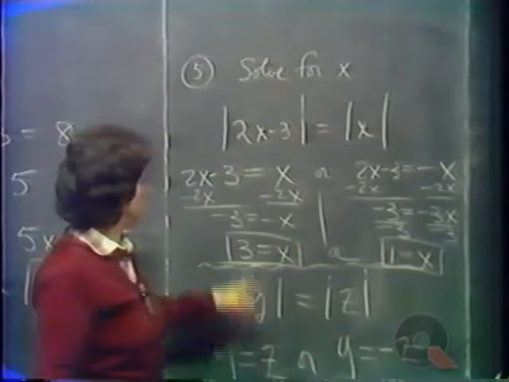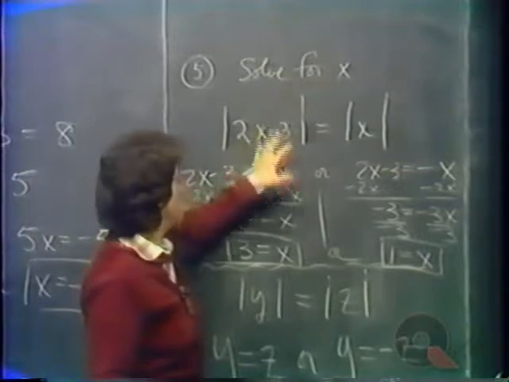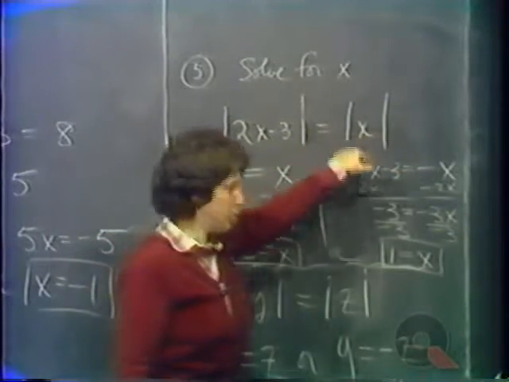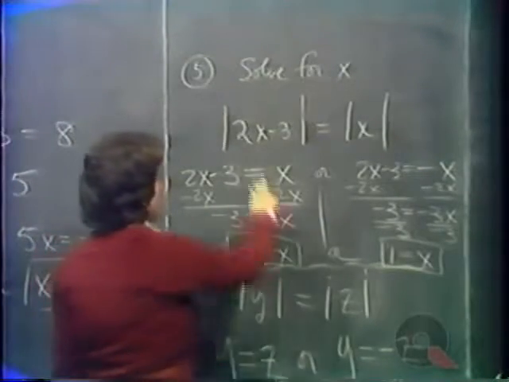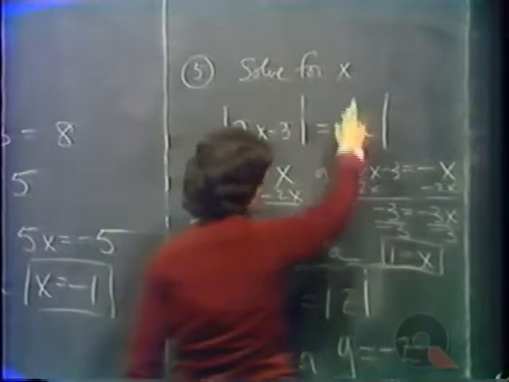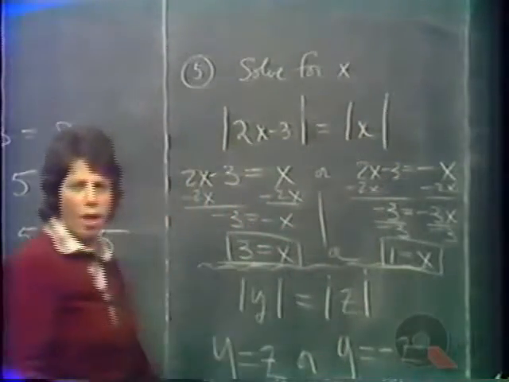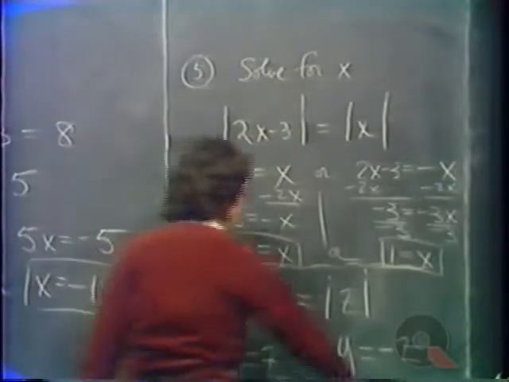And let's check these. If x equals 3, 2 times 3, 6 minus 3, that's 3. The absolute value of 3 is equal to the absolute value of 3, no problem. If x equals 1, 2 minus 3, that's minus 1. The absolute value of minus 1 equals the absolute value of plus 1. And once again, that does check out. If you drop the signs, they both come out 1.